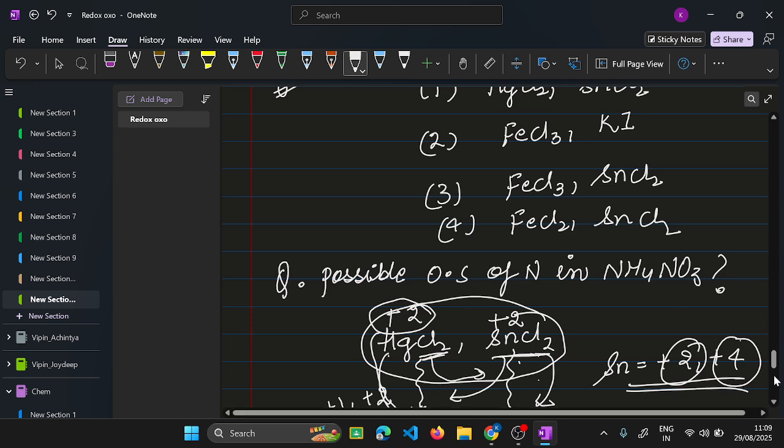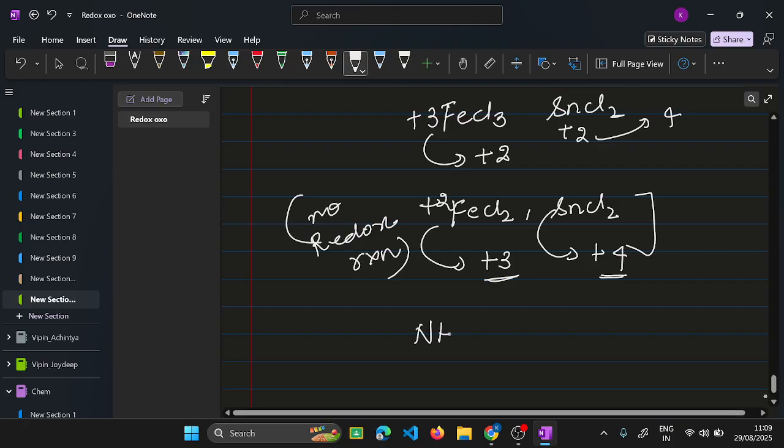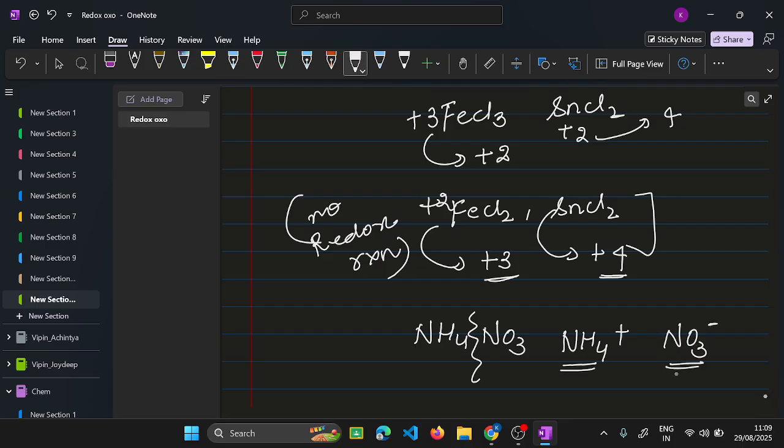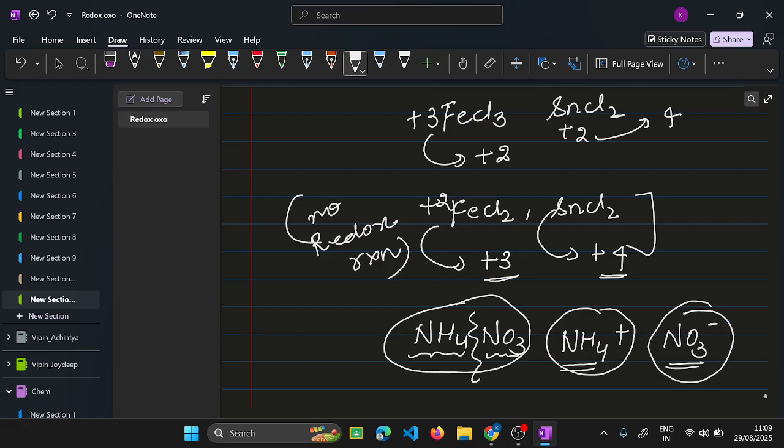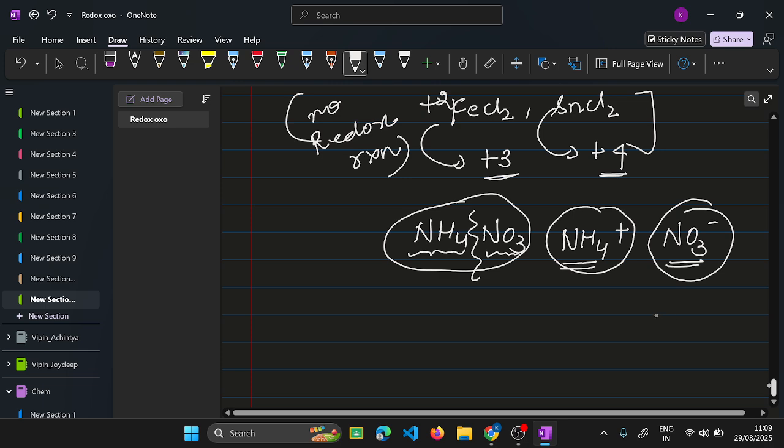You have to find the possible oxidation states of nitrogen in NH4NO3. So how can I break this compound? It can be broken into NH4+ and NO3-, ammonium and nitrate. We can separate them because they are attached by an ionic bond, and every compound is made up of a cation and an anion only. Ammonium is a cation and nitrate is an anion. Now you can easily find the oxidation states.